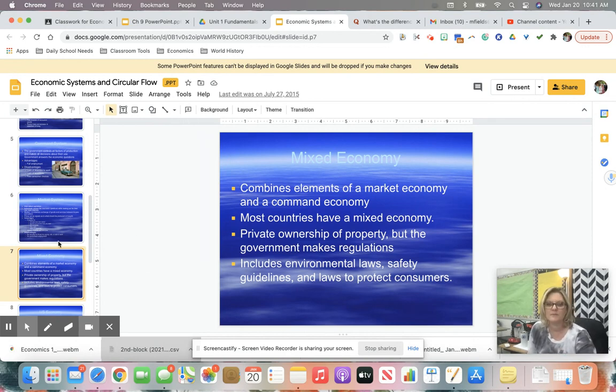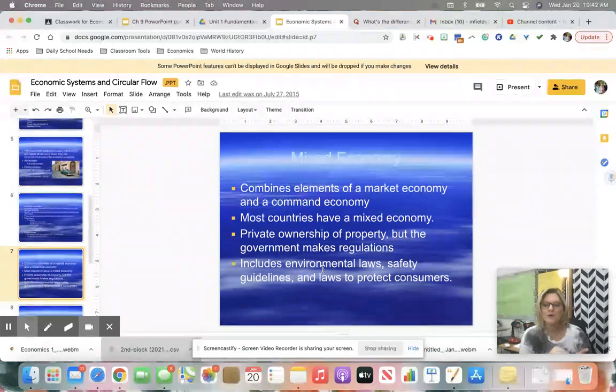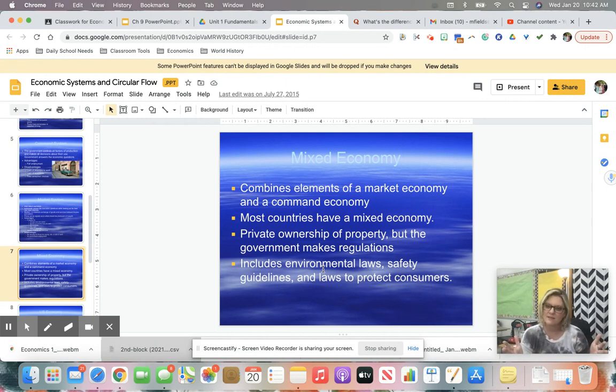So here, in our last bullet, it says that some of that government regulation includes environmental laws, safety guidelines, laws to protect consumers. The main thing you need to understand is that in a mixed economy, the major role of the government is consumer protection. All right. Now, in some mixed economies, the government oversteps that. Some, they don't go far enough. But what they should be doing is consumer protection laws.